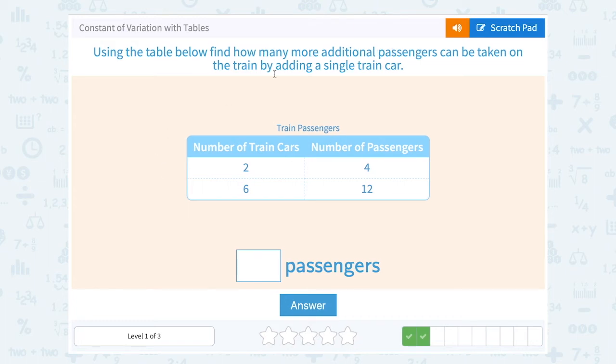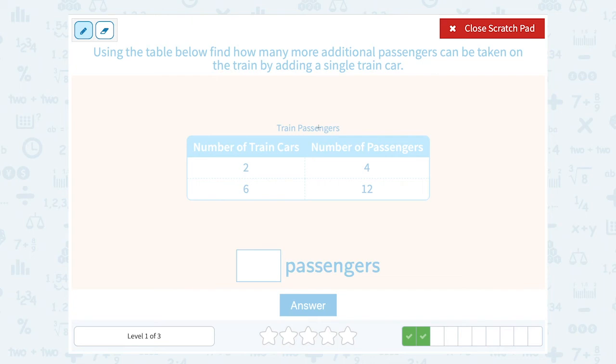Using the table below, find how many more additional passengers can be taken on the train by adding a single train car. Okay, well our train cars are X and our number of passengers are Y. So I can see there's 4 passengers in 2 train cars. So 4 divided by 2 shows me that I have 2 additional passengers for every additional train car, or 2 passengers per train car. I would get the same thing if I had used my other point, right? 12 divided by 6 would also give me 2.